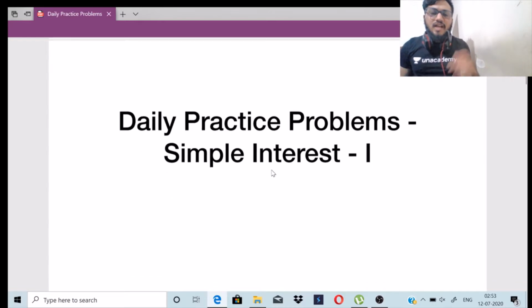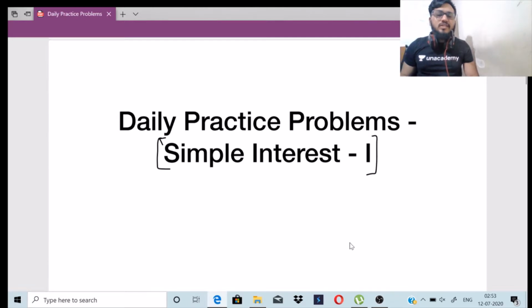Okay, so we'll start with our daily practice problems. For the past 1 month, these daily practice sessions have been happening alternately on the aptitude parts and on the engineering mathematics parts. Till now we have done different topics of daily practice problems, that is pipes and systems, time and work, ratio, proportion, etc. From today we will be starting a new topic, right?